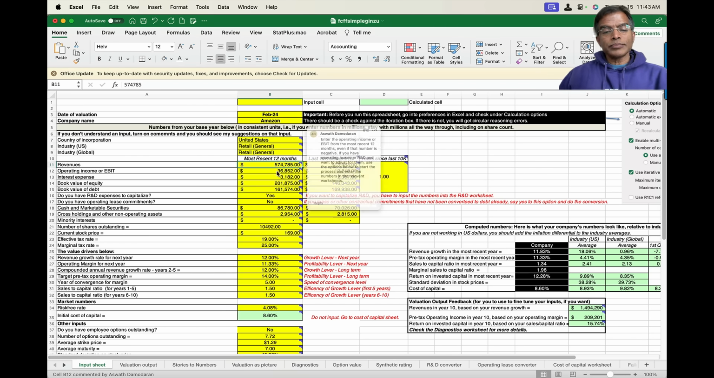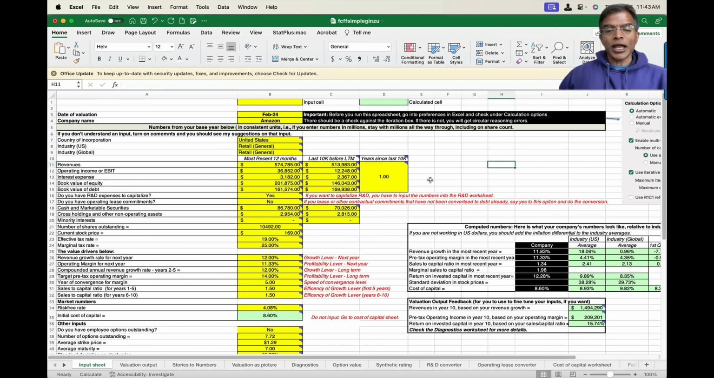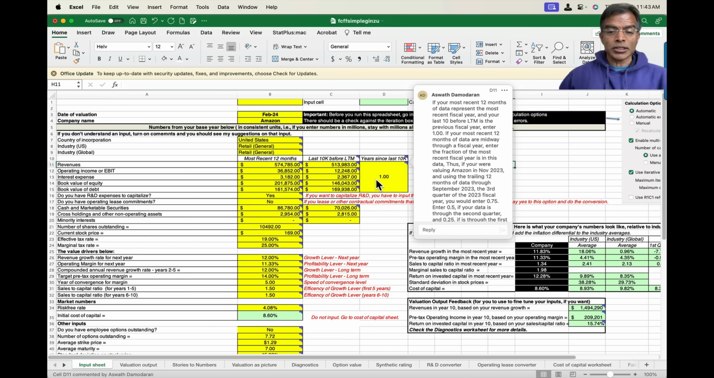Then we get to revenues. I ask you for what your revenues are in the most recent 12 months. With Amazon, as I said, I got lucky. My most recent 12 months came out of an annual report. So I'm pulling the revenues for the most recent annual report across all their businesses. Again, you might say I'm in many businesses. How do I pick one? I'll give you a chance when you get to cost of capital to do it, but enter your revenues from your most recent year.